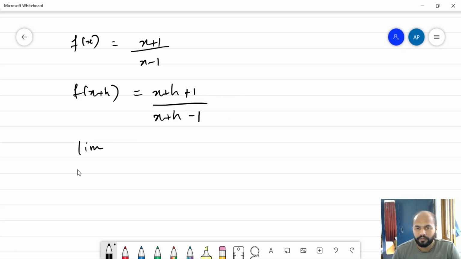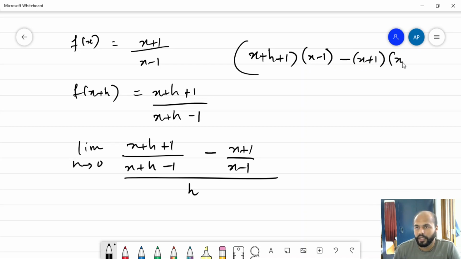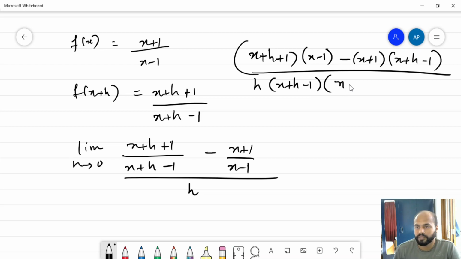So limit h tending to 0, (x plus h plus 1) by (x plus h minus 1) minus (x plus 1) by (x minus 1), divided by h. That's what we get. So further, (x plus h plus 1) into (x minus 1) minus (x plus 1) into (x plus h minus 1), divided by h into (x plus h minus 1) into (x minus 1). That's what we get. So here we have to apply the limit now, that is h tending to 0. Let's see on expansion what we get.